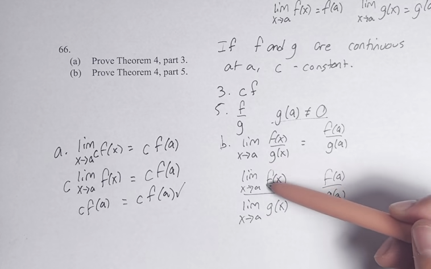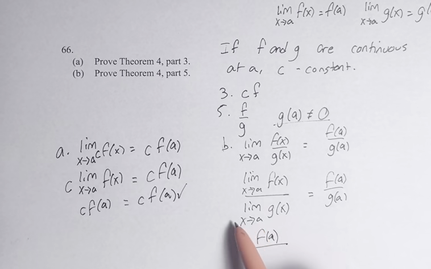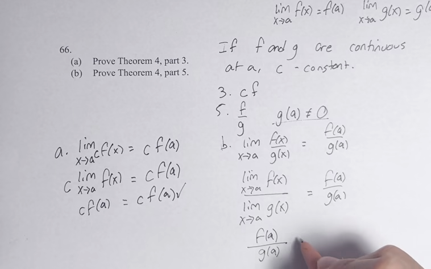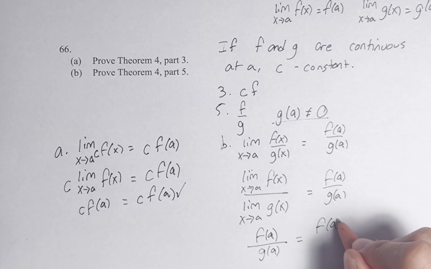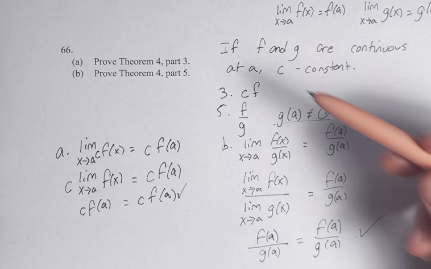In a similar way, we're just going to be plugging in from our original statements. The limit as x approaches a of f of x is equal to f of a, divided by the limit as x approaches a of g of x, which we know is equal to g of a. So we have f of a divided by g of a is equal to f of a divided by g of a. And therefore, we have proved both parts 3 and 5.